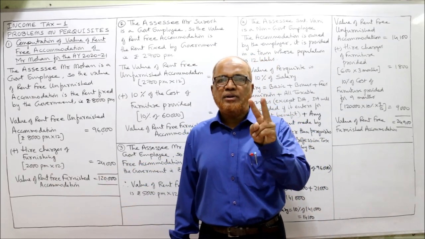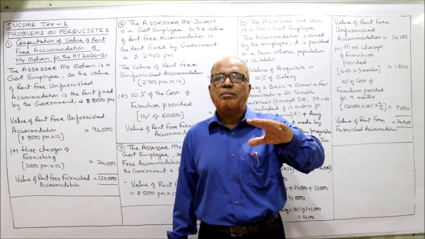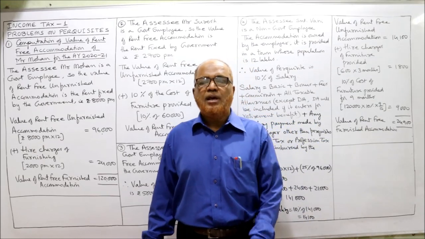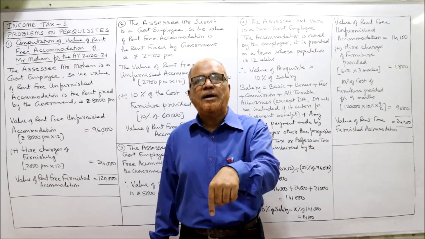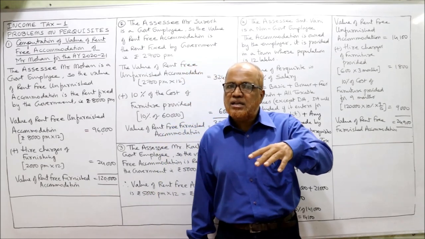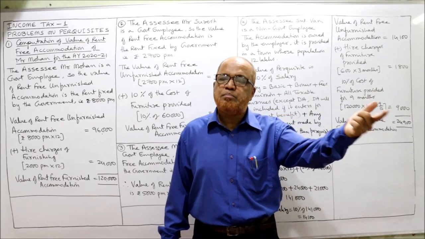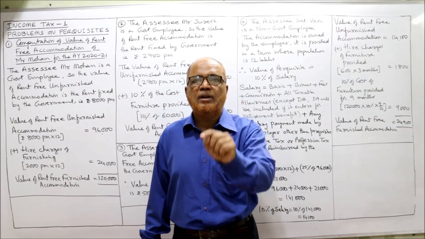The furnishing may be of two methods. Furnishing may be owned by the employer or furniture may be hired by the employer. If the furniture is owned by the employer, then we should take 10% of the cost of furniture. If the furniture is hired by the employer, then whatever hire charges are paid by the employer, that will be added.